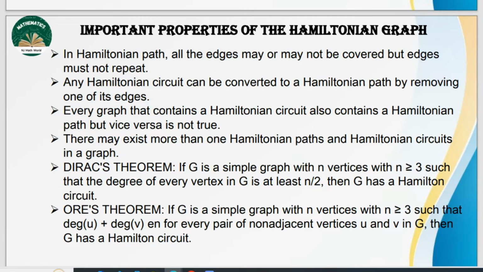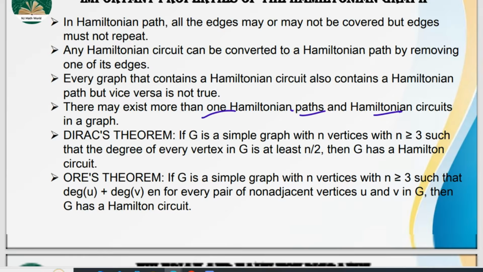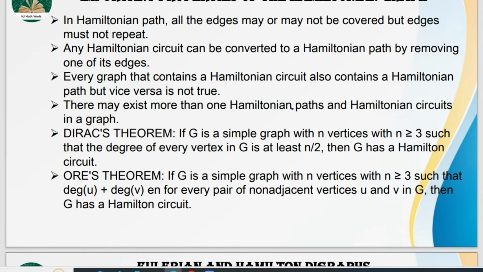Then there may exist more than one Hamiltonian path and Hamiltonian circuit in a graph. It's not necessary that there is only one Hamiltonian circuit in a graph; it can be more than one. Then you have a rule called Dirac's theorem. If G is a simple graph with n vertices, where n is greater than or equal to 3, such that the degree of every vertex in G is at least n by 2, then G has a Hamiltonian circuit.